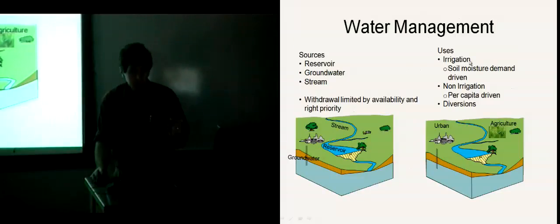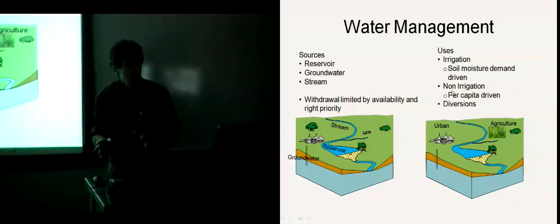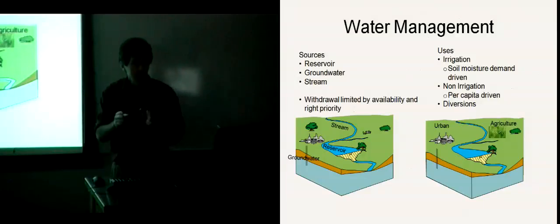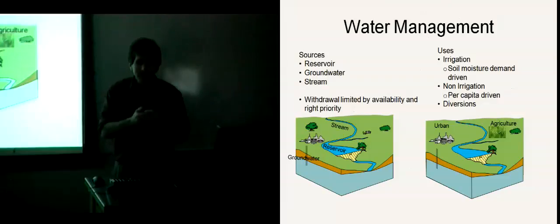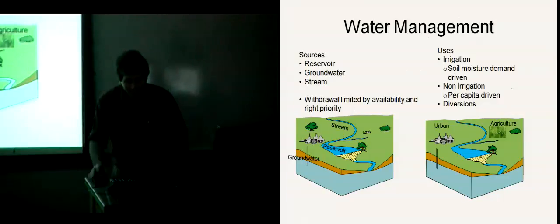Then the uses were irrigation. So irrigation was driven by the soil moisture, the idea that the farmers are going to irrigate to keep the soil at field capacity. Then there were also non-irrigation water uses, where a lot of those were effectively per capita driven, but the capita wasn't only people. There was a per capita of people in the cities, there was a per capita of cows and per capita of hens and per capita of all sorts of weird things. And we had different per item water demands. And then as those changed, the uses changed and it all got simulated. So we're simulating agriculture and urban, and then also diversions.